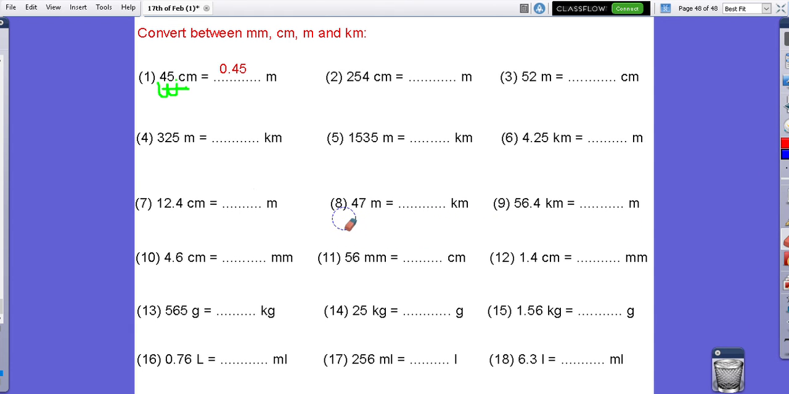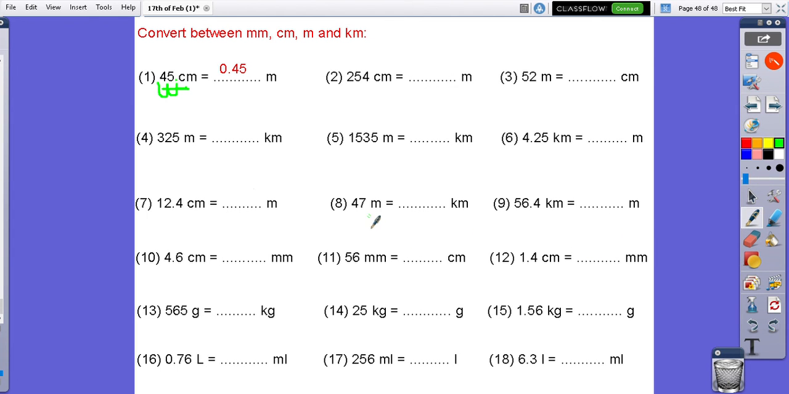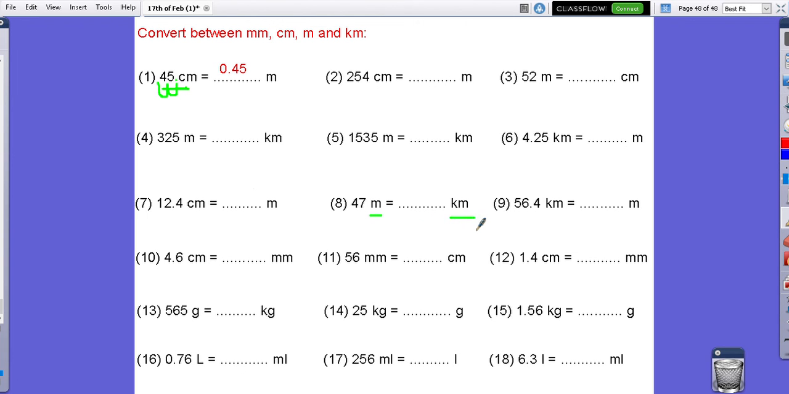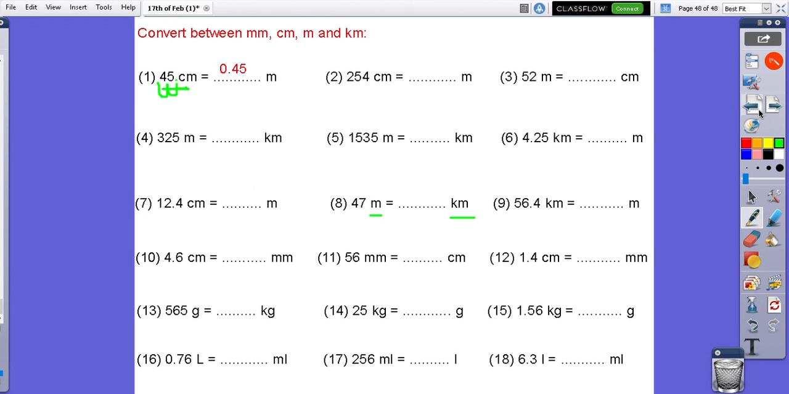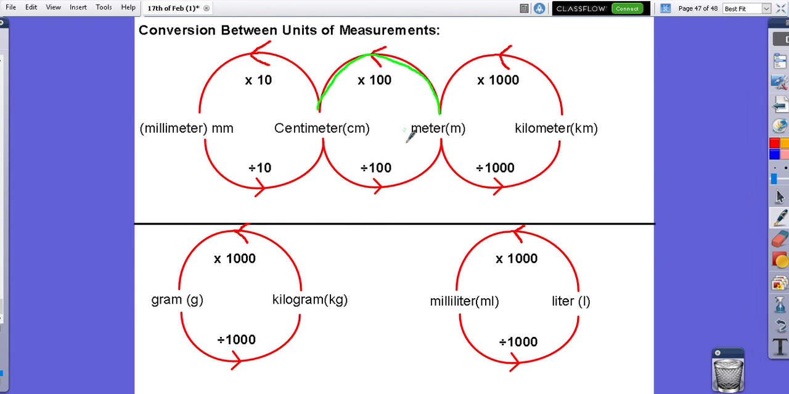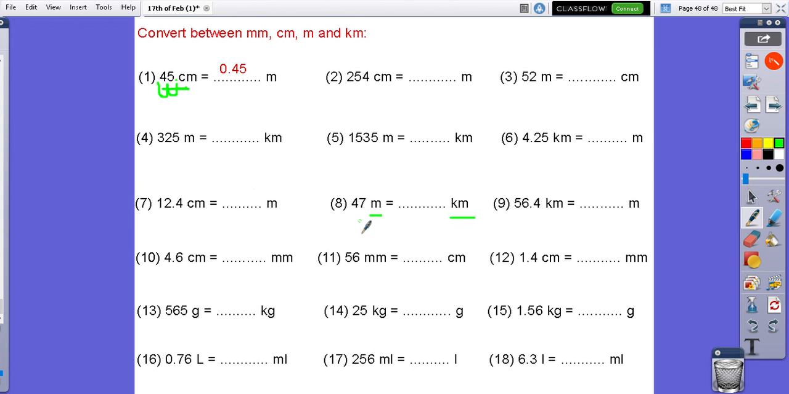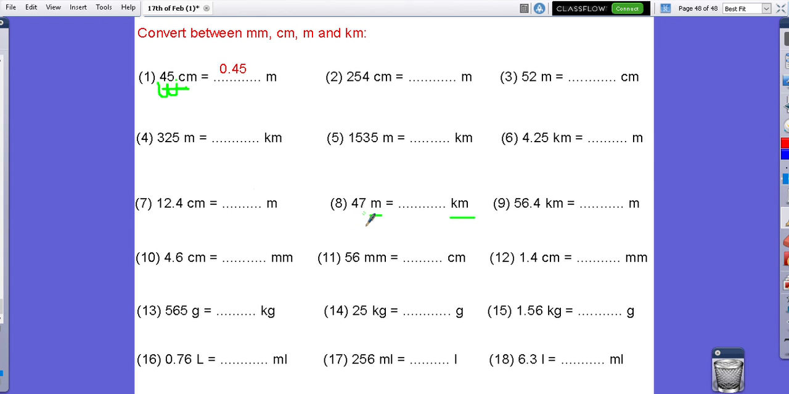For example, question 8. 47 meters are how many kilometers? All right, so now I need to move from meters to kilometers. Let's go to the drawing and check. Meters to kilometers going this way, down there. It's not up, it's the opposite direction, wrong. So from meters to kilometers, divide by 1000. Go back to the question. So I need to divide 47 by 1000.